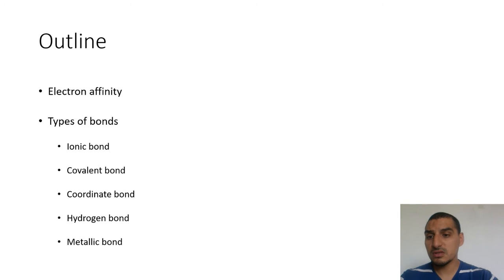Before we start talking about the bonds, we'll talk about ionic, covalent, coordinate, hydrogen, and metallic bonds. These are the main, common bonds that are formed. There are some other bonds that are not as famous and not as common as these. But we'll talk about the electron affinity, and this is a very important term that will help us understand some of the things that happen in these kinds of bonds.